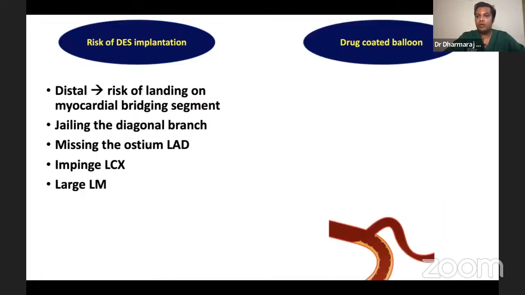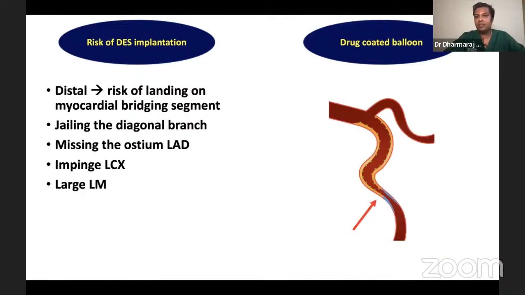Why? Because a drug-coated balloon can land in the area of the myocardial bridging segment without any problem, and will handle the issue we have at the ostium. It is okay if the balloon comes out slightly outside the ostium, and it also handles the problem of jailing the diagonal branch because the balloon will not do that. So that is exactly what we did.